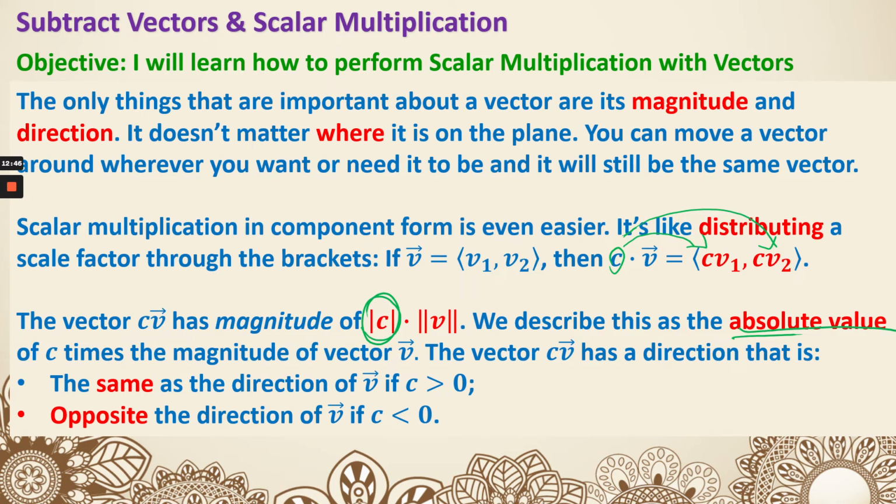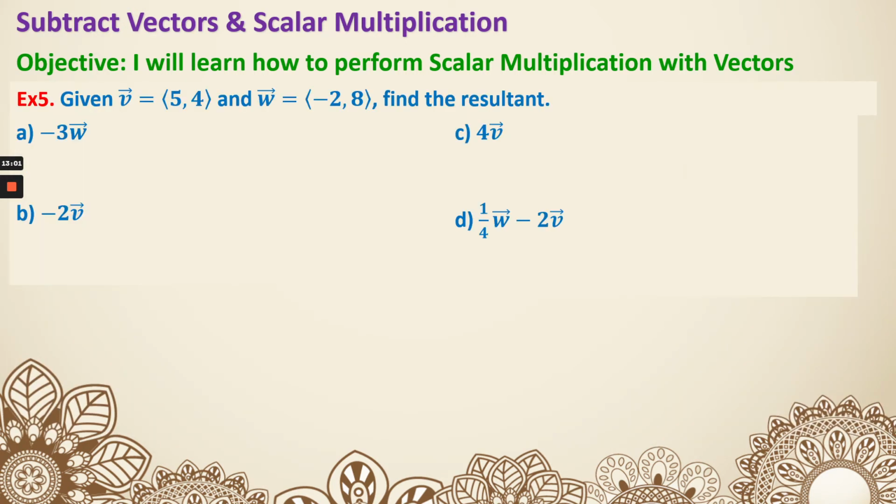The vector cv has a direction that is the same as the direction of v if c is greater than 0. Of course, when it's positive, it's going to keep the same direction. But when it's negative, it is going in the direct opposite direction. Now let's have a look at an example. Example 5. First, let's find these scalar multiplication resultants. -3w, all I need to do is multiply everything by -3.